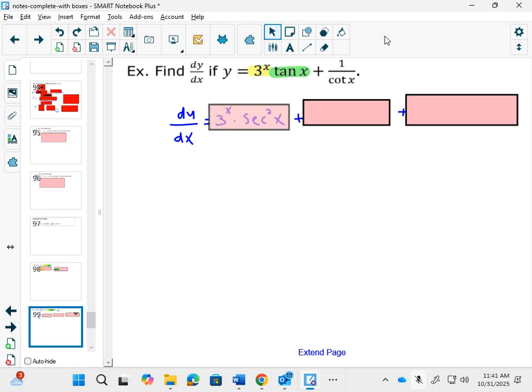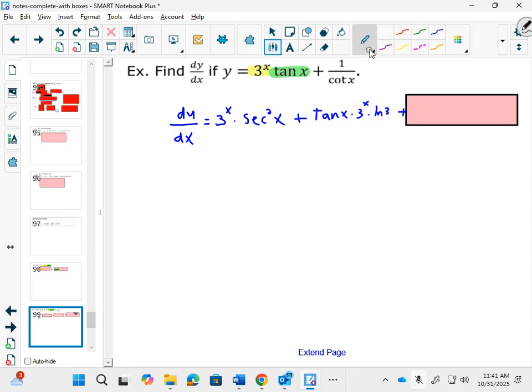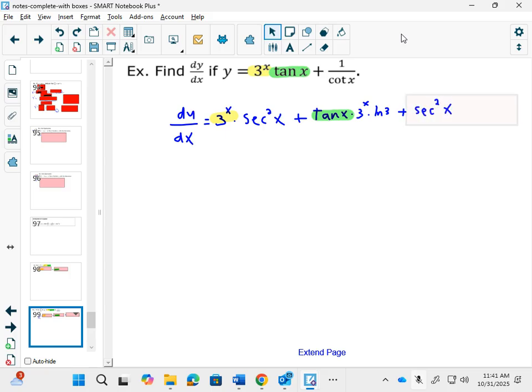So for those two together, we are going to keep the first one the same. The derivative of tan is secant squared x. That's a new shortcut. Then we keep the second one the same. And the derivative of 3 to the x is 3 to the x natural log of 3, which was a shortcut from the other day. Plus 1 over cotangent x you recognize is the same as tangent x, and you have a shortcut for that, which is just secant squared x.